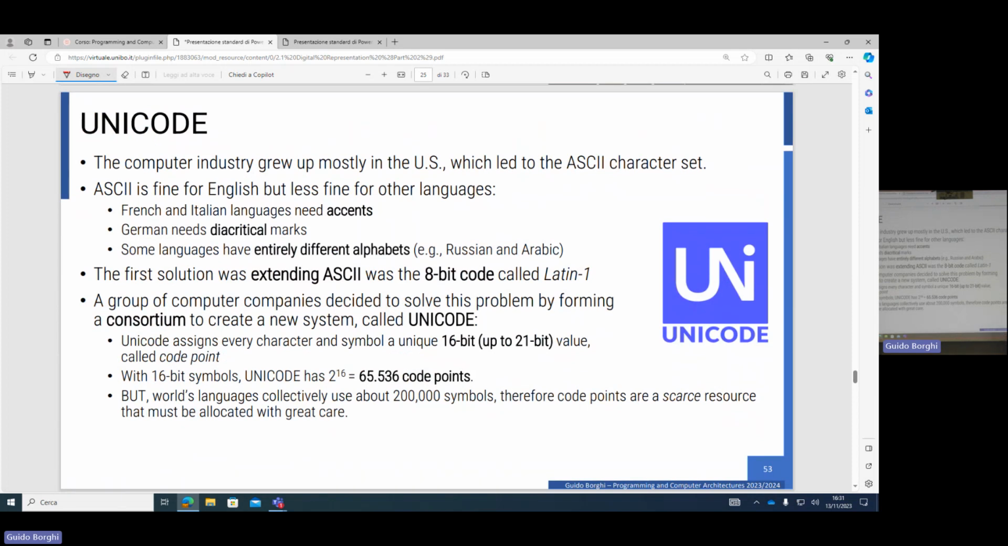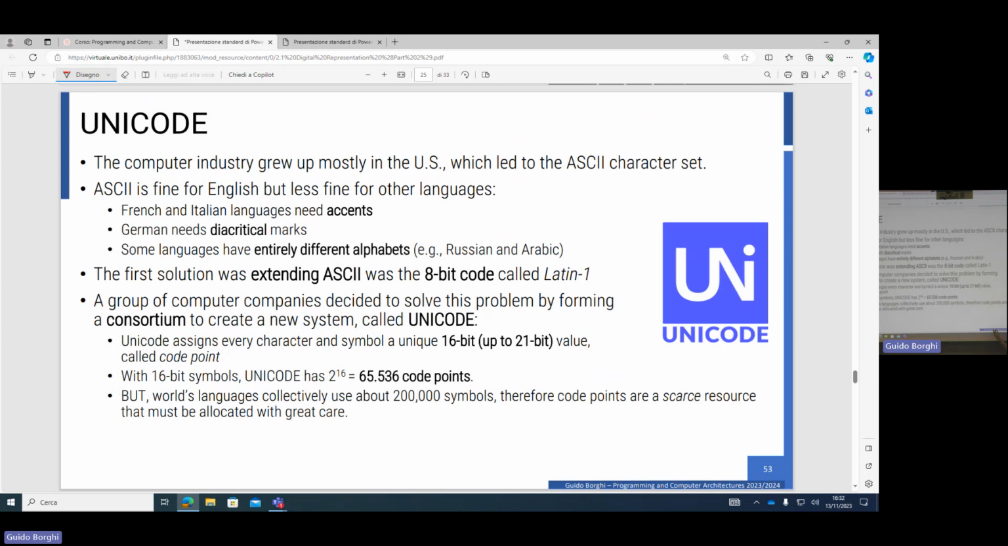Unicode, okay. The problem with ASCII is that we use only a few bits to represent the characters. Only 7 is not enough, since, as you can see here, ASCII was proposed in the USA, since the computer industry grew up mostly in the USA, especially during the 60s and the 70s, okay? That's why we adopted the ASCII character set.